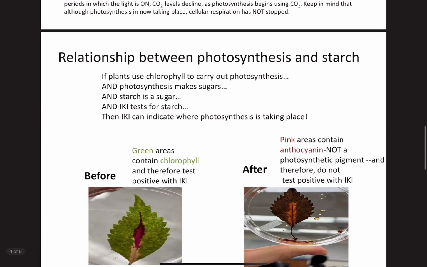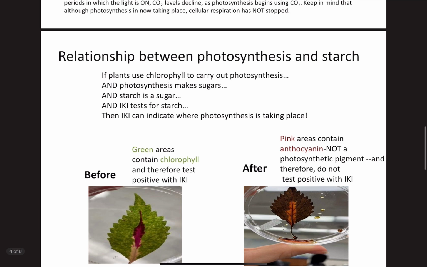So in part B of the lab, what we did was we looked at that relationship between photosynthesis and starch production. We know that our plants use chlorophyll to carry out photosynthesis, and photosynthesis produces sugars. We know that starch is a sugar, and we know that IKI is a test that is going to detect starch. So to figure out where photosynthesis had occurred, we used IKI.